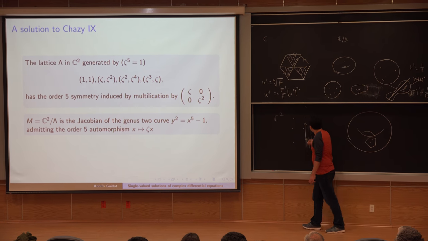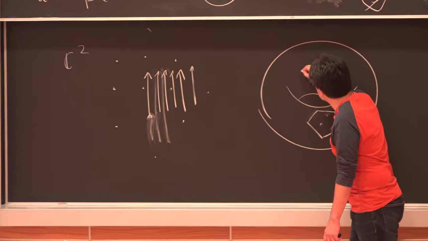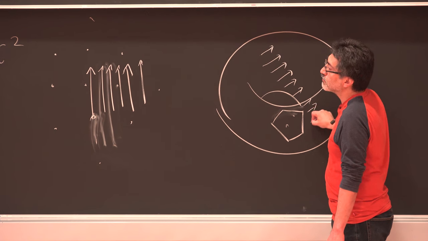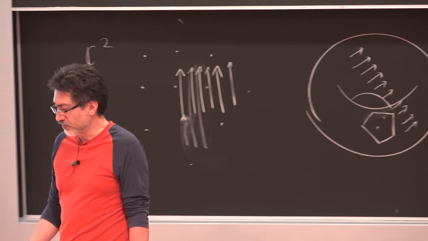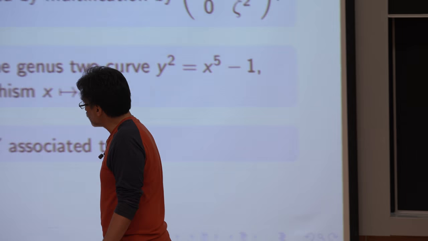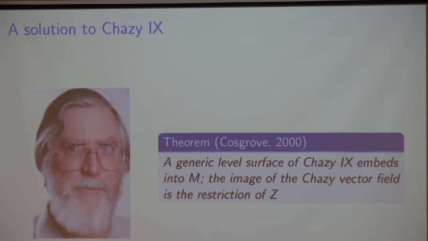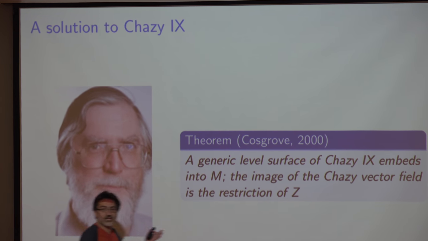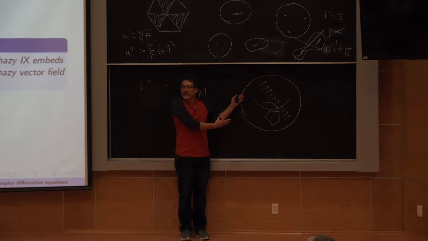They are eigenvectors. So you may consider the vector fields that they generate. And then you can find two special vector fields. Let me label Z the one that is associated to zeta square. And then what the solution of Cosgrove is for the Chazy IX equation, it says, well, this is the Chazy equation in restriction to one level surface. And what he says is you can take this affine variety with its vector field, and you can embed it into this complex two-dimensional torus. And that's the solution of the equation.